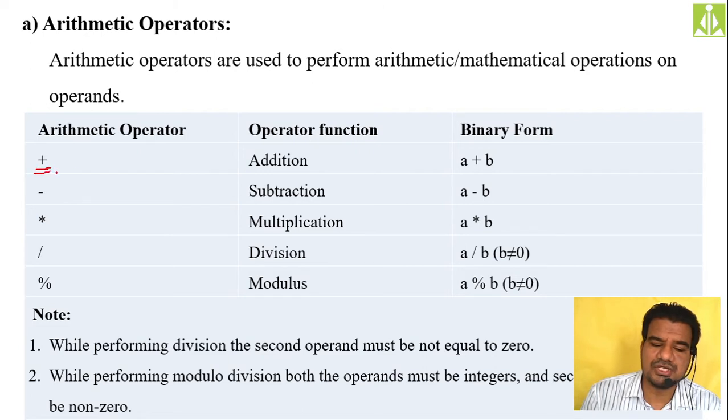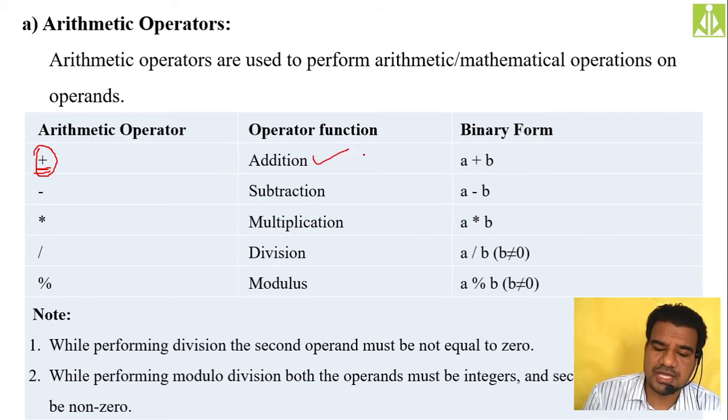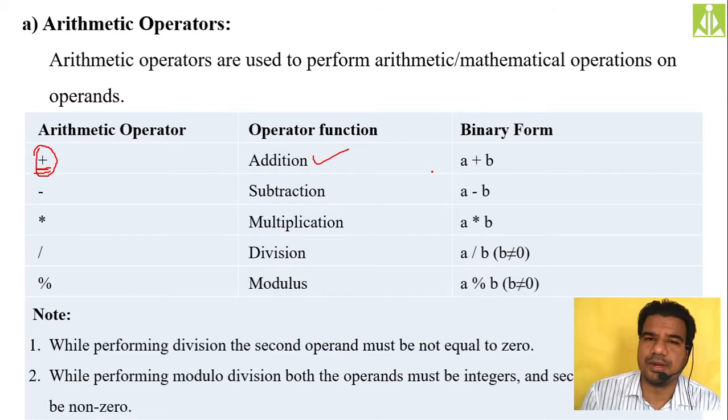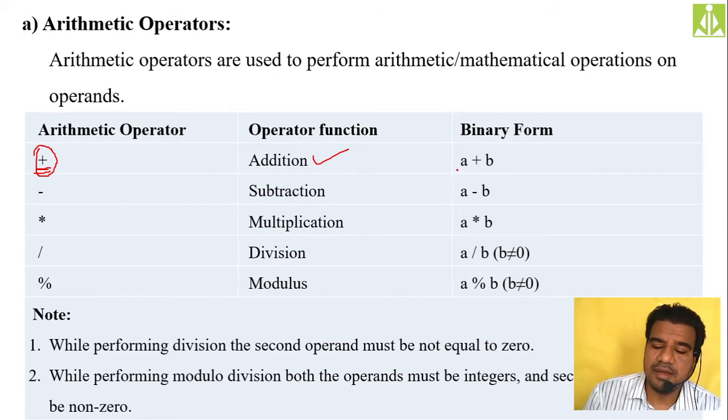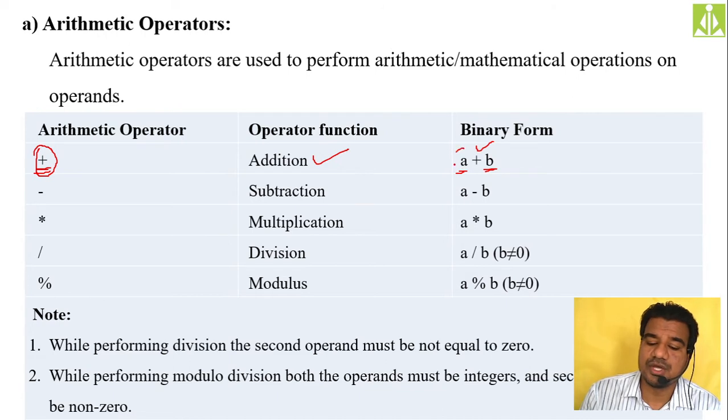perform the addition operation. So this is the symbol used to perform addition, and the operator function is addition, and it is a binary operator. Okay, it is a binary operator. It requires two operands to perform its functionality. Here this is the first one and this is the second one. The addition operator, the plus operator, requires two operands to perform its operation.